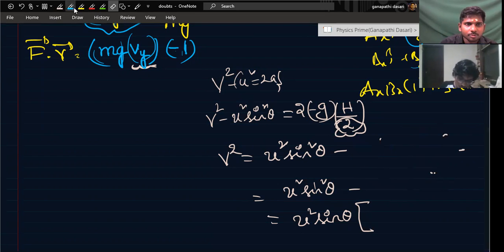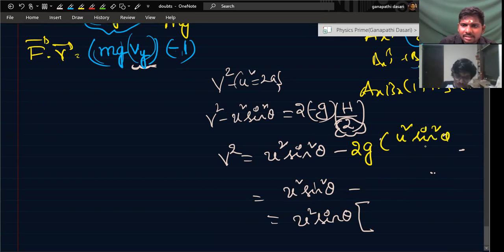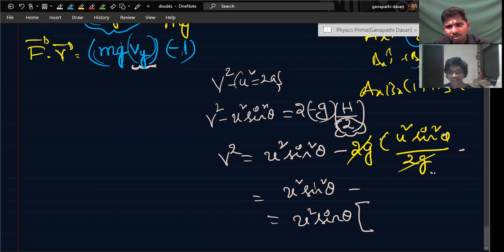2g into h max is u square sine square theta by 2. The 2g gets cancelled. It will not become 0. Here it is h by 2, so another denominator of 2 is there. So it is u square sine square theta by 2g divided by 2.